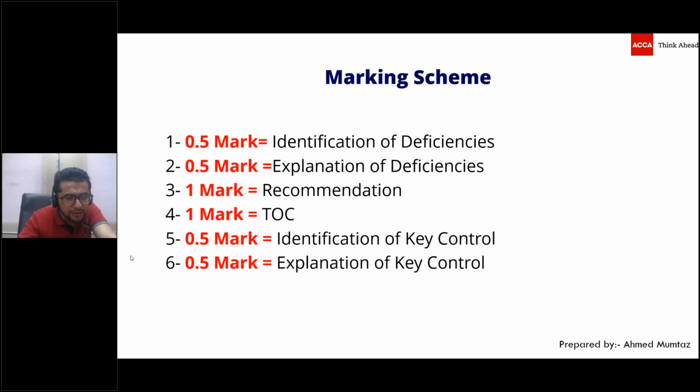Okay, what is the difference between, can you tell me about test of detail? Well, we'll discuss test of detail tomorrow, because test of detail means the substantive procedures, and substantive procedure is going to be the topic for tomorrow. As of now, I can tell you one thing.